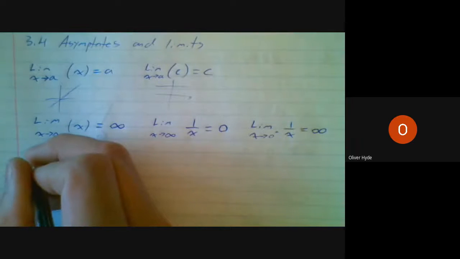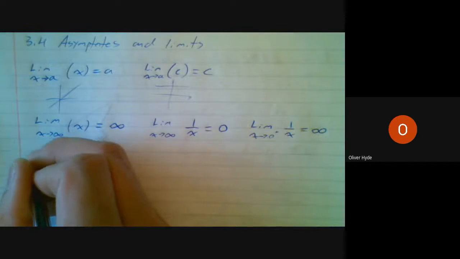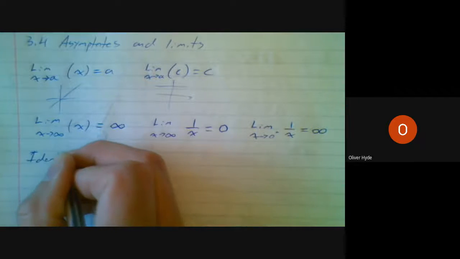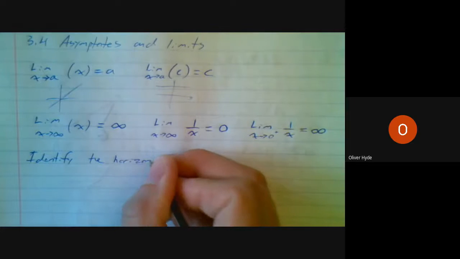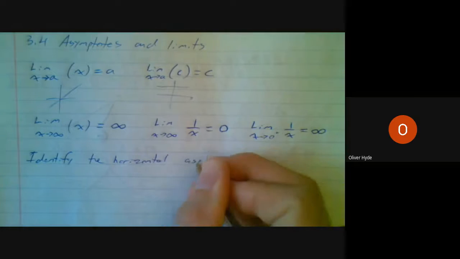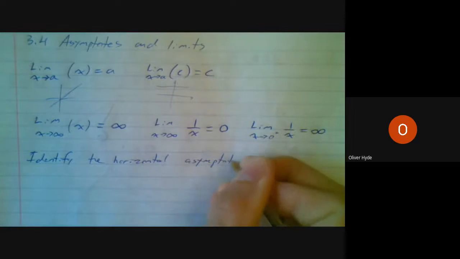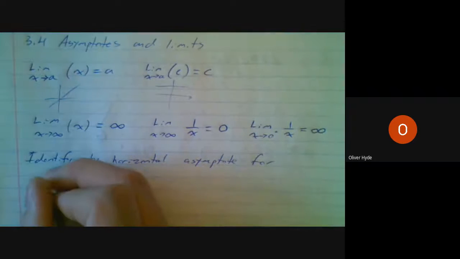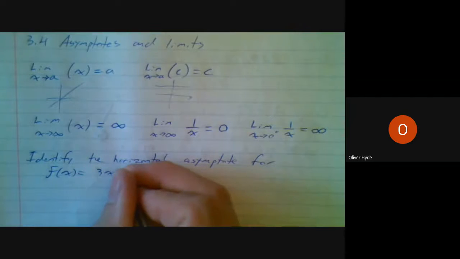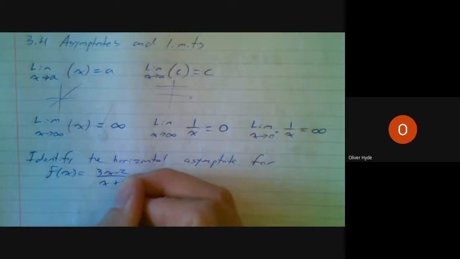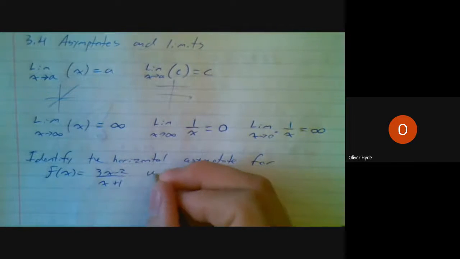Okay, so let's say identify the horizontal asymptote for f of x equals 3x minus 2 divided by x plus 1 using a limit.